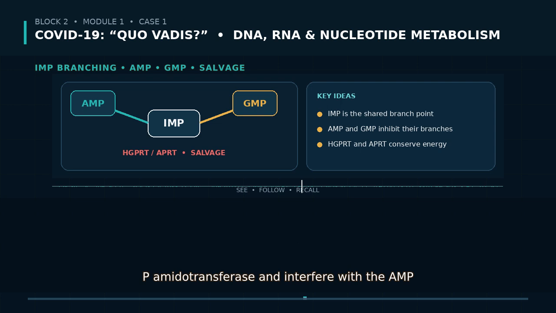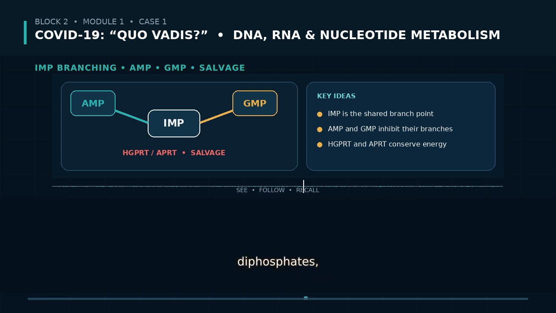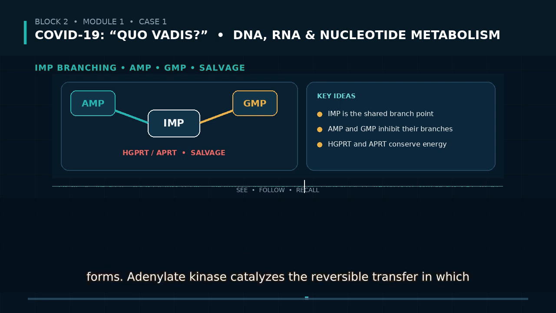Free bases are salvaged by phosphoribosyltransferases, which attach the base to PRPP. Adenine phosphoribosyltransferase, or APRT, converts adenine into AMP. Hypoxanthine-guanine phosphoribosyltransferase, or HGPRT, converts hypoxanthine into IMP and guanine into GMP. Adenosine can be directly phosphorylated to AMP by adenosine kinase.